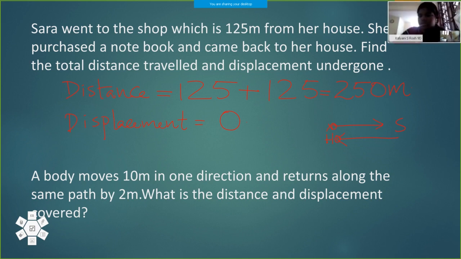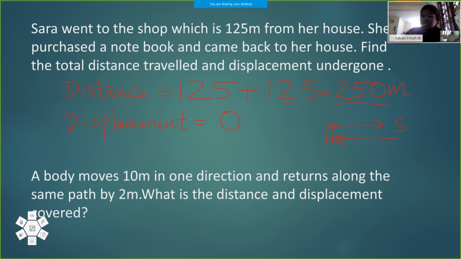So here, distance is 125 from home to school, then again from shop to home, so total 250. But in the case of displacement, she started from the home and came back to the home. So both these points coincide. That means starting point is equal to the final point, so there is no distance difference. So displacement becomes 0 then. It's a vector quantity.